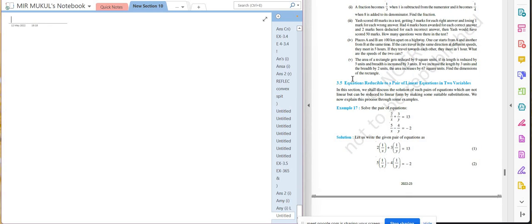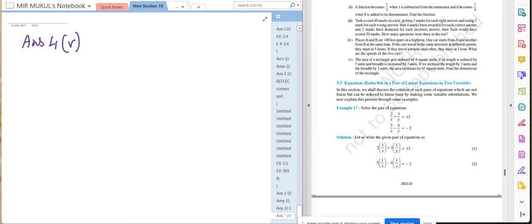Now last question, fifth. The area of a rectangle gets reduced by 9 square units if its length is reduced by 5 units and breadth is increased by 3 units. If we increase the length by 3 units and breadth by 2 units, the area increases by 67 square units. Find the dimensions of the rectangle.